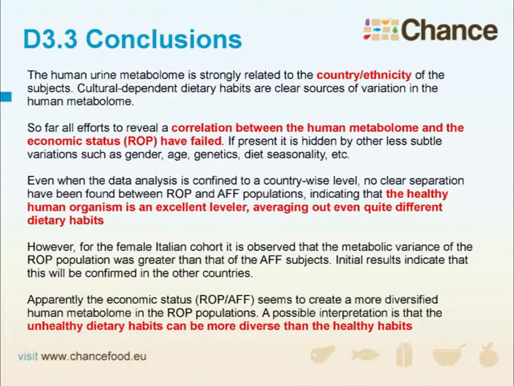But we think that what is more interesting is that there seems to be a larger spread in the ROP population. The larger spread could be that unhealthy dietary habits can be more diverse than the more healthy status. But we also see from the point of view of urine metabolism that the human organism is an excellent leveler, averaging out even quite different dietary habits.